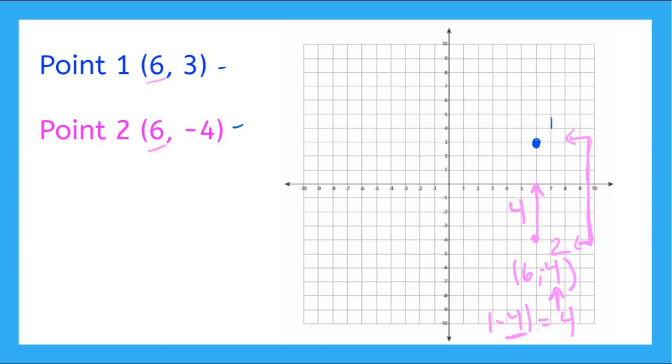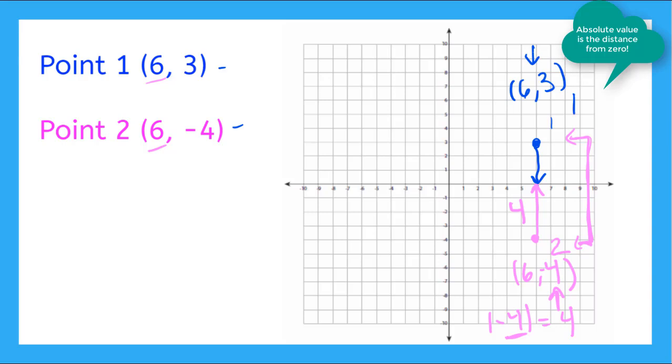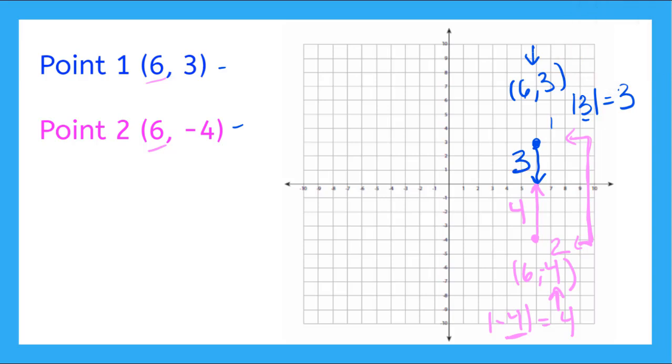Now I'm going to do the same thing for point 1. I know my coordinates for point 1 were 6, 3. And if I want to find the distance between my point and the x-axis, I can take my y-coordinate and take the absolute value. So the absolute value of 3 is the positive of that number, which is 3. So now I know my distance between point 1 and the x-axis is 3. So that means the total distance between point 1 and point 2 is going to be 3 plus 4, which is equal to 7. So now I know that this total distance here is equal to 7.